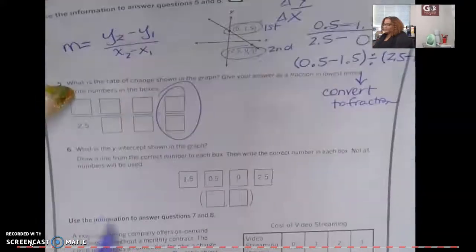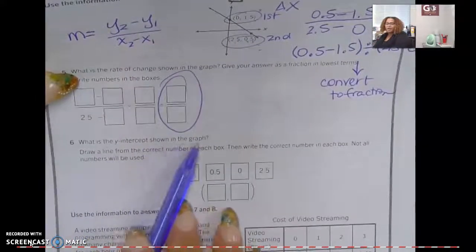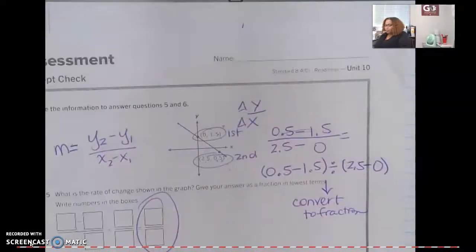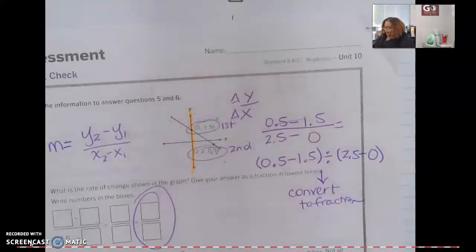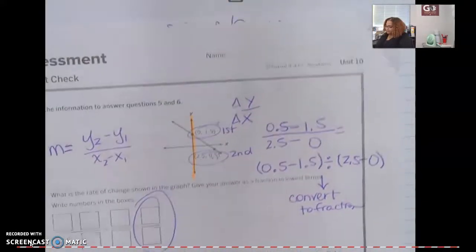All right, number 6, what is the y-intercept in the graph shown? Again, where's my orange highlighter? Where does it cross the y-axis, that orange line?